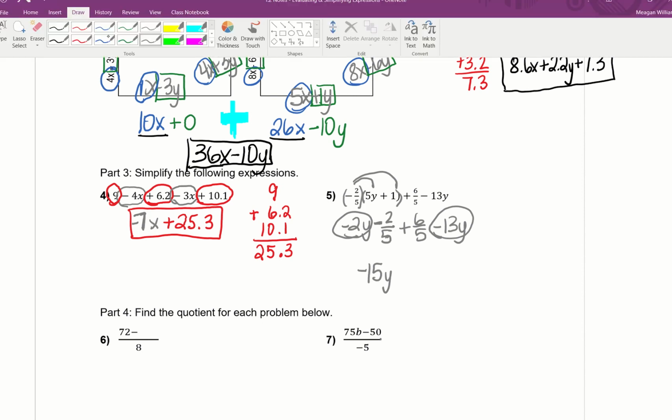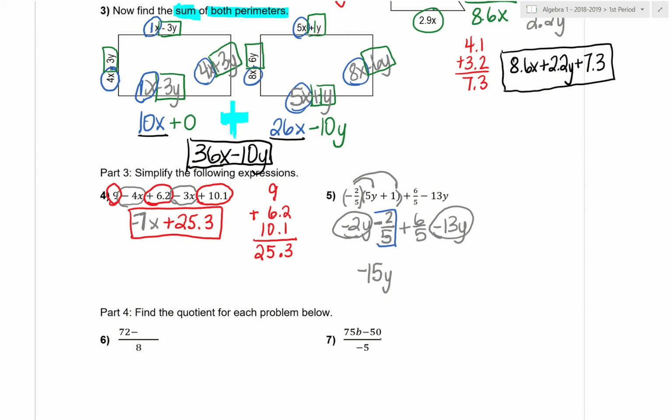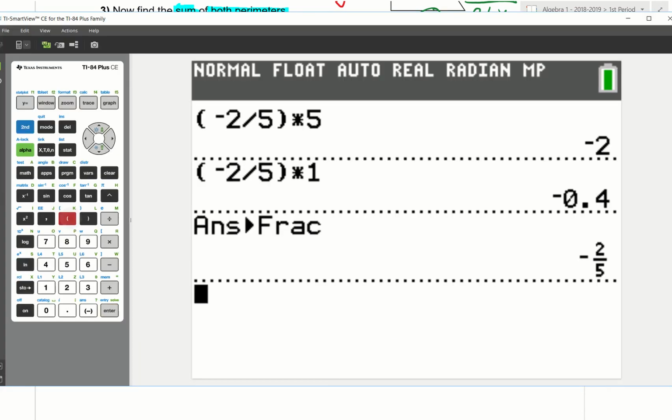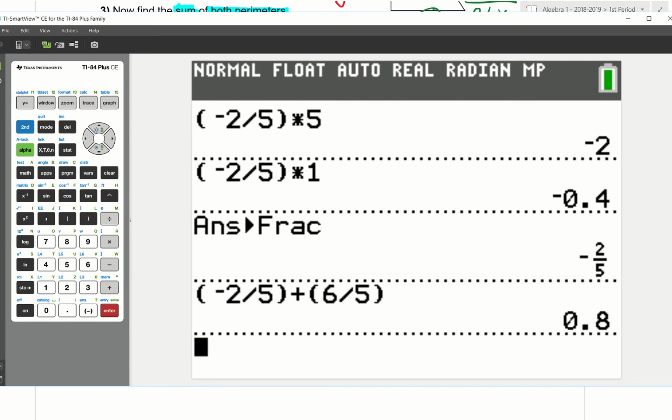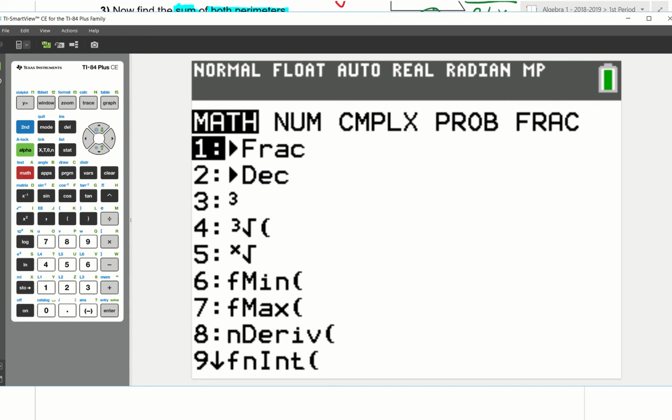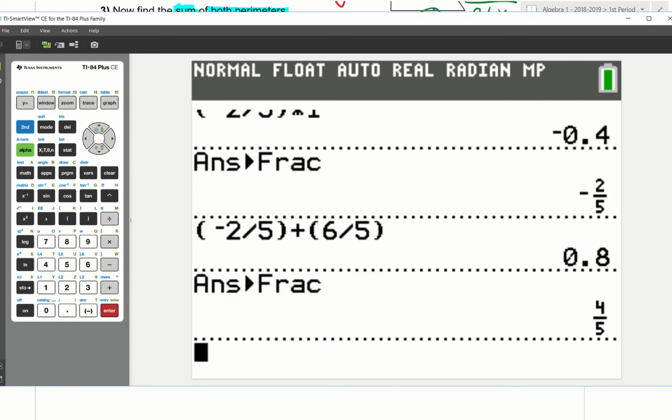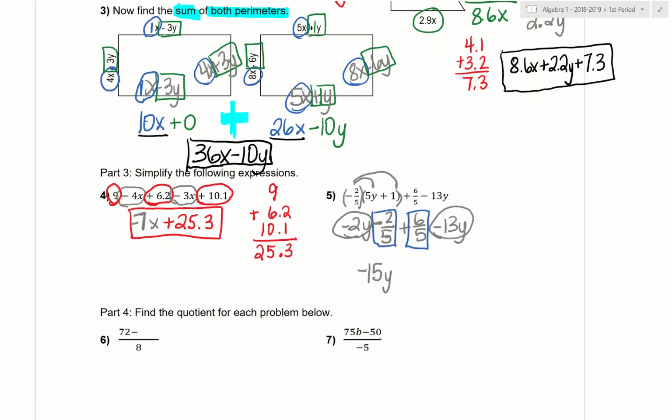And then we've got some fractions or constants. So we've got negative 2/5 and positive 6/5. In my calculator, I'm going to put them in parentheses. Negative 2/5 plus 6/5. I'm going to press enter. It's going to give me a decimal. Again, my original problem started as fractions, so I got to get it back to a fraction. Math, enter, enter. And there's my answer, 4/5. It was a positive 4/5. Therefore, there's my final answer. I've got y's, I've got constants, but nothing that can still be combined.